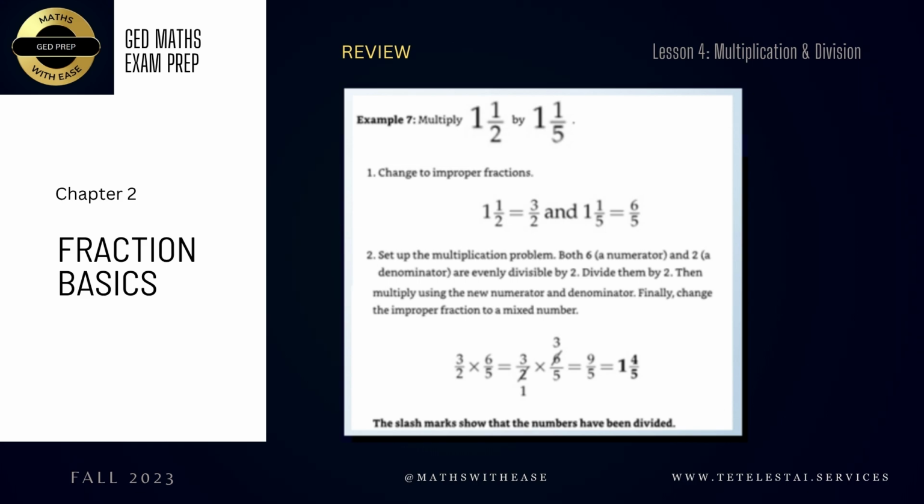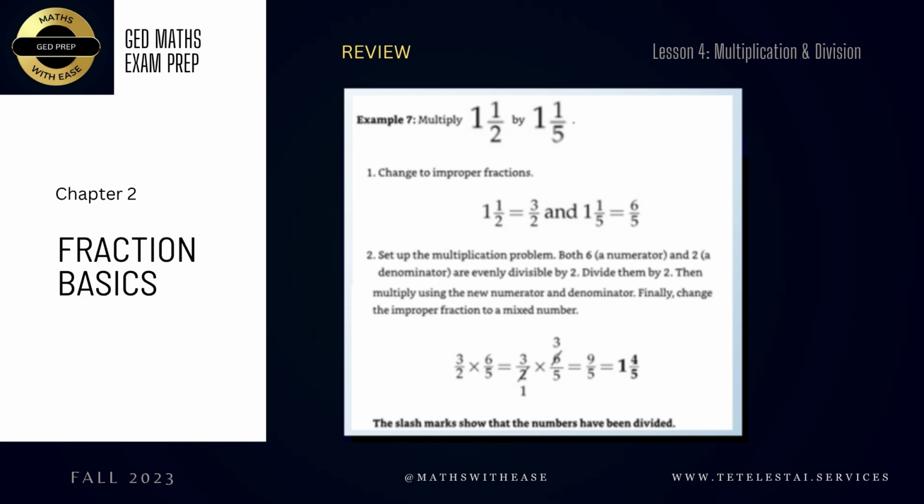And then you want to set up your multiplication problem. So both 6 in the numerator right here, and 2 in the denominator for this fraction are evenly divisible by 2. So you would divide across. And you want to remember with multiplication, you divide across, because if you divided from bottom to top, you would go back to the original quantity that you had, right? So this would give you 1 1/2, which is what we don't want. We're going forwards, not backwards.